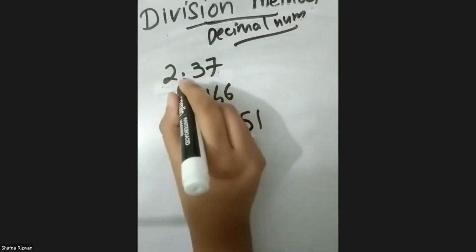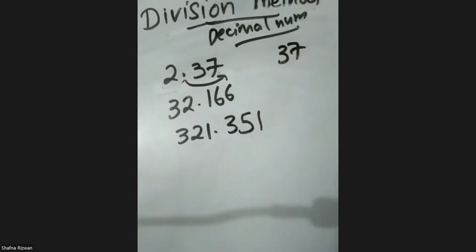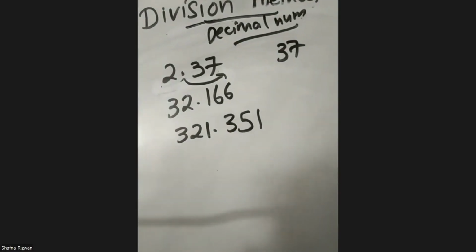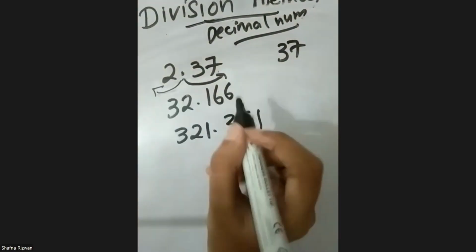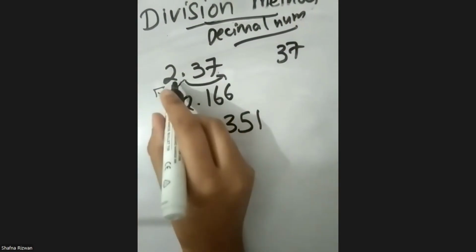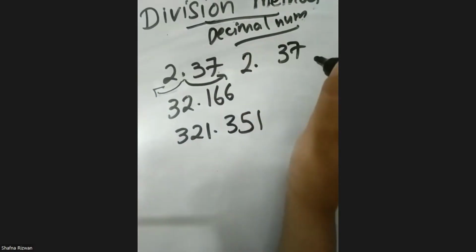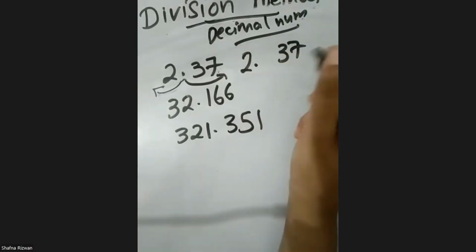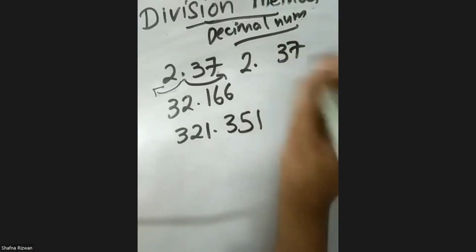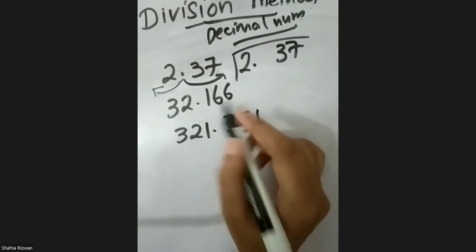Towards your right side you already have two numbers, so write 37 here. And towards your left also you have to separate, but you only have one number, so how will you write? You will write only 2 point. So you will write 2 point and keep a space and 37, like that you will divide it. And when it comes to 32.166, how can you do that?